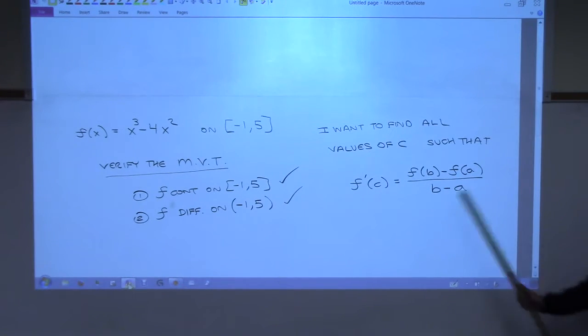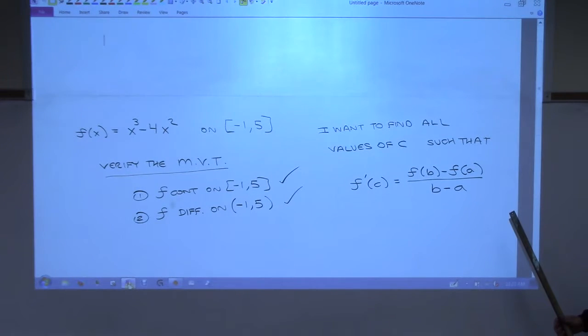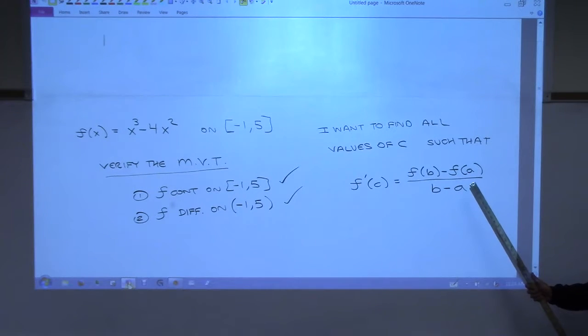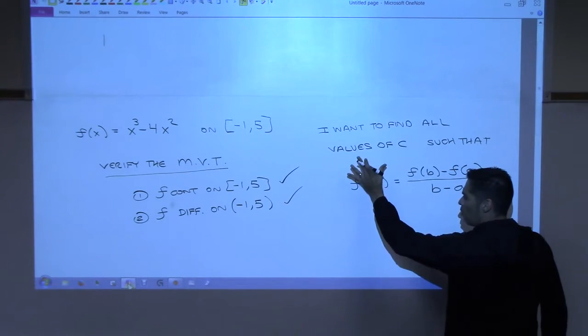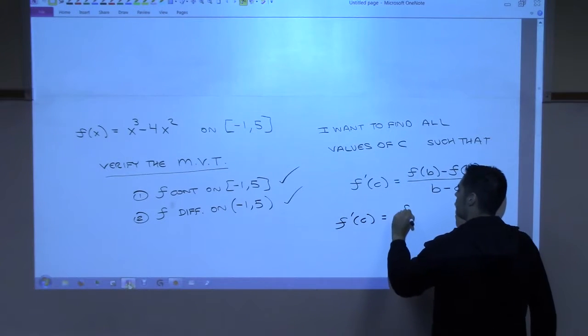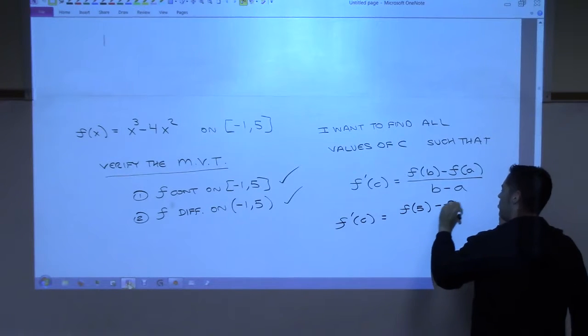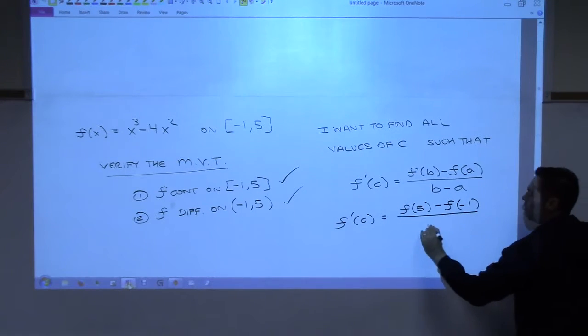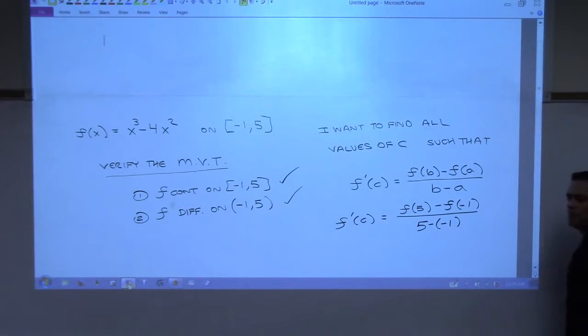What is it that we know here, though? In this formula, what is it that we're given? I know what b and a are, right? I know b is 5, and I know a is -1, so I can replace those, right? And I also know what f is. So I'm going to write this down. We're working left side equals right side. So I want to know where this is equal to f of 5 minus f of -1 over 5 minus -1. Y'all still with me?